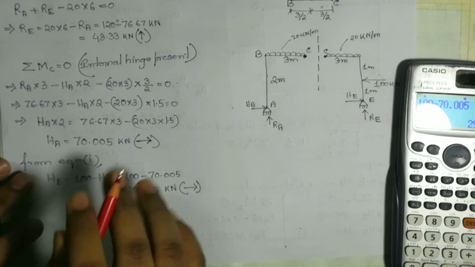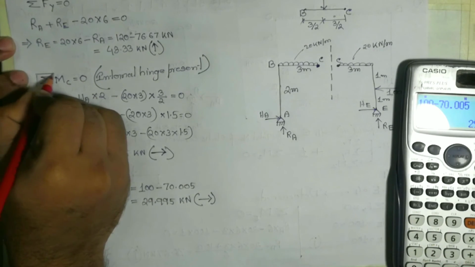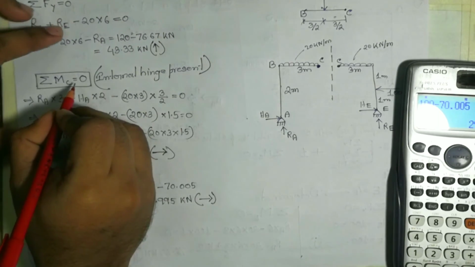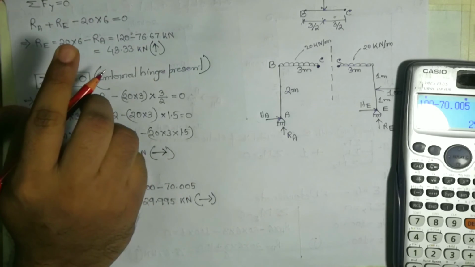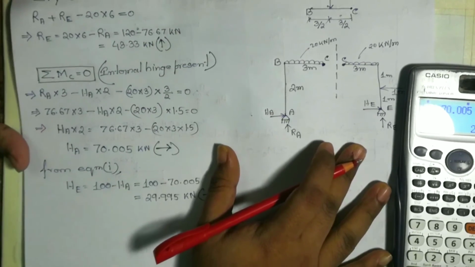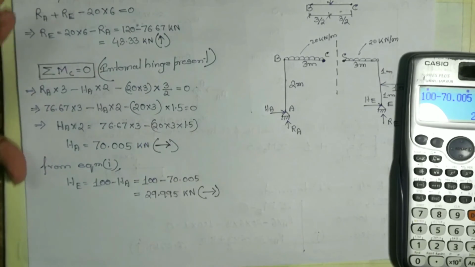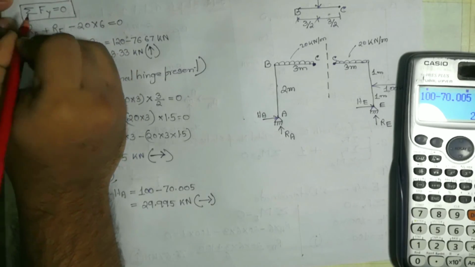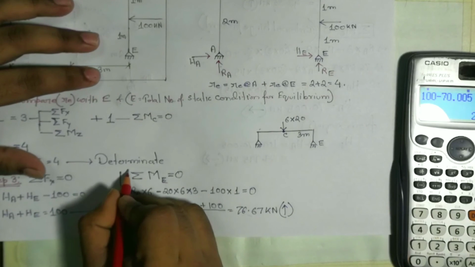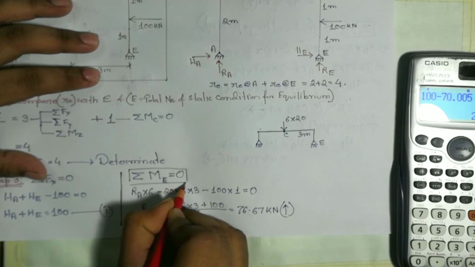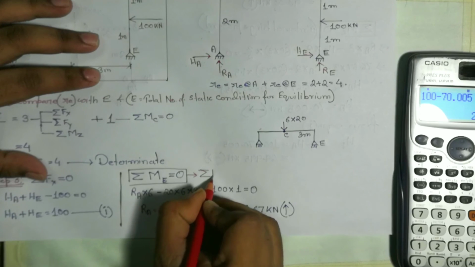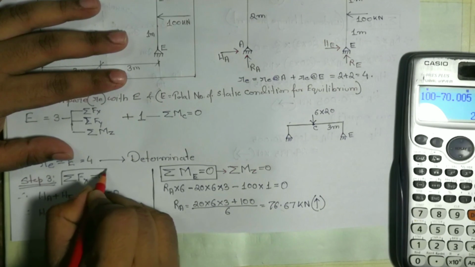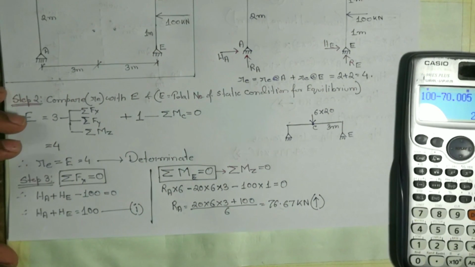Therefore, how many equations have we used? We have used 4 equations in this case. That is, the presence of an internal hinge provides us an extra equation. We have already done that in our previous lessons. If you have not seen that, I am going to add the link in the description. Please watch that. We have also used summation of Fy, summation of Mz equal to 0, and also summation of Fx equal to 0. These are the total static conditions for equilibrium.